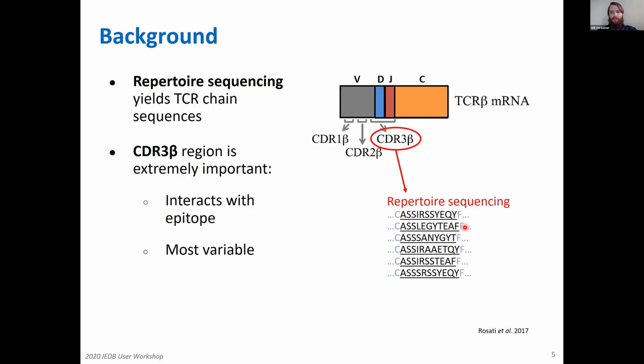Usually the CDR3 beta is around 10 to 12 amino acids in length. It's flanked by a cysteine and a phenylalanine. And sometimes those residues are included in the CDR3, but officially, according to the IMGT conventions for how CDR3 is defined, those residues are excluded.